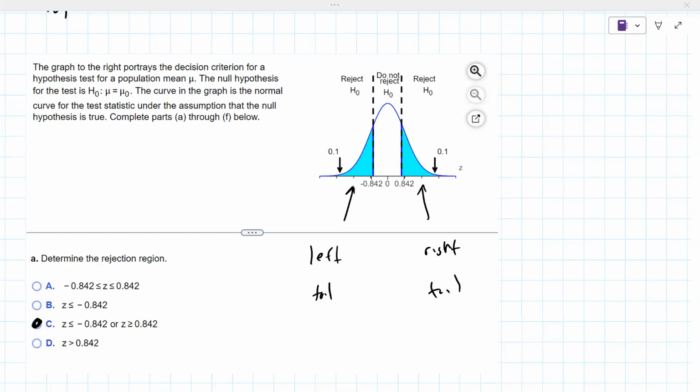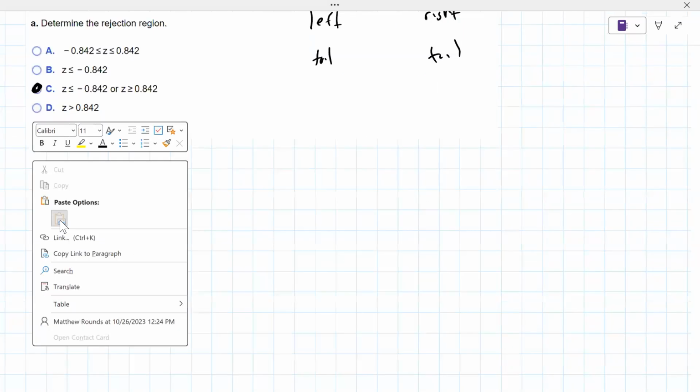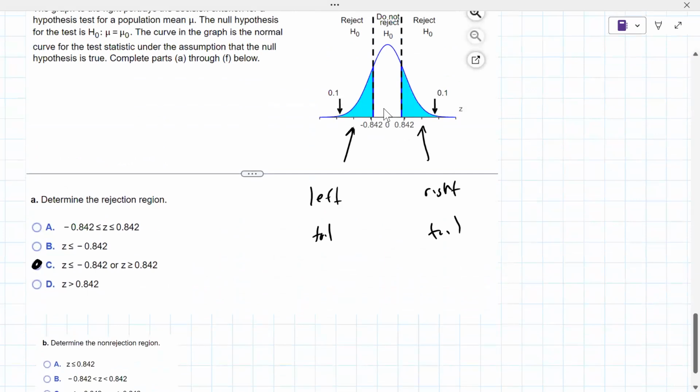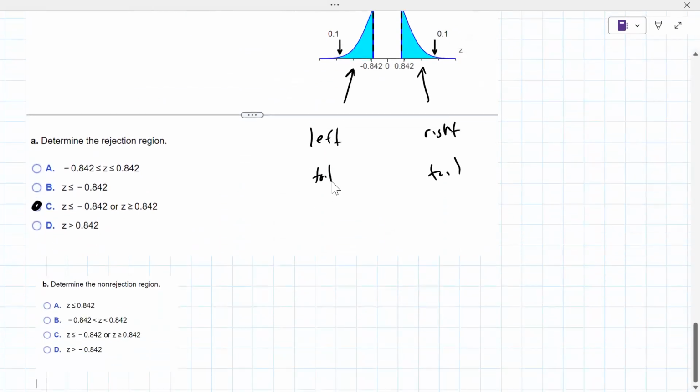So you'll see that as well here. Let me grab a snip of that. There it is. Okay. So the non-reject region is everything in between that's in white. That's this here. All right.